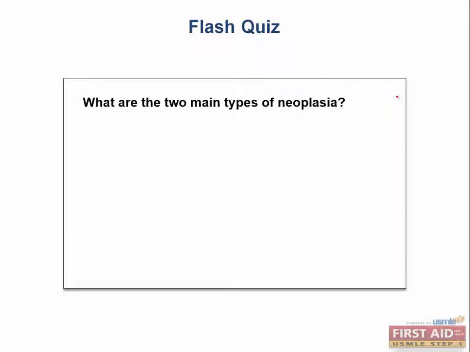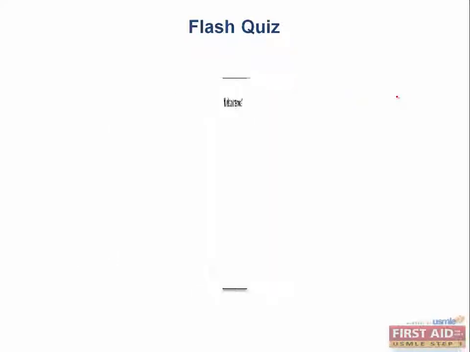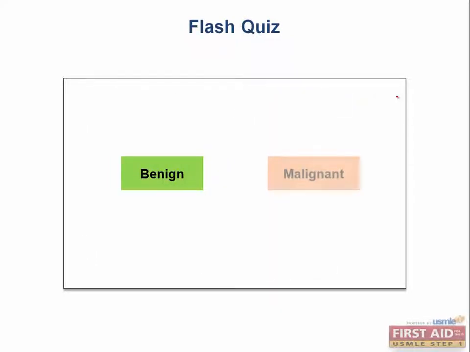Flash quiz. Ooh. So very easy question. What are the 2 main types of neoplasia? Benign and malignant.